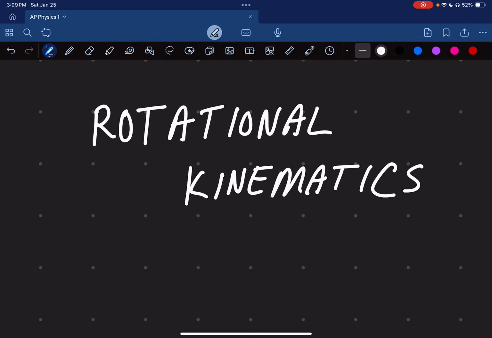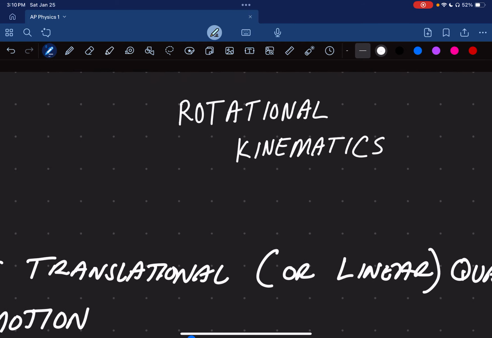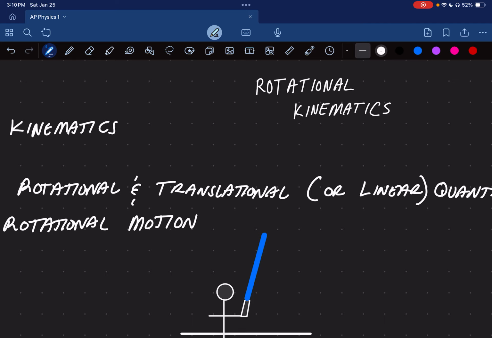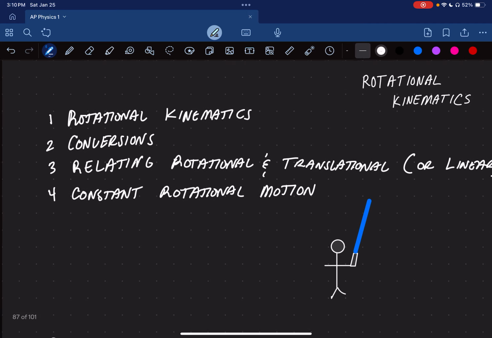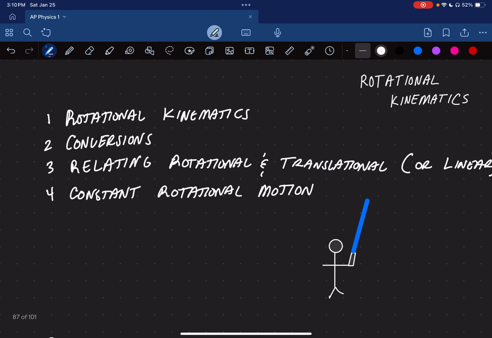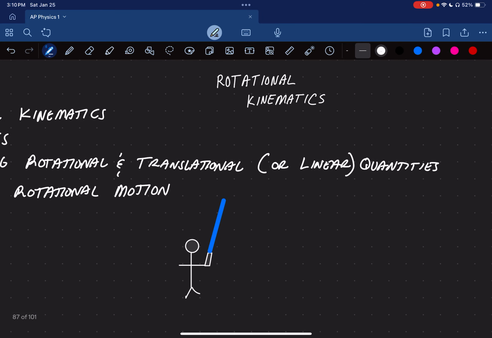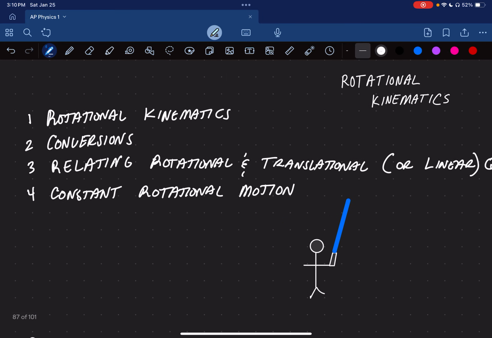This video is about rotational kinematics mostly, but we're going to be covering an intro to rotation. We'll be covering rotational kinematics, conversions of units. We're going to relate rotational and translational quantities, and we'll talk about constant rotational motion.